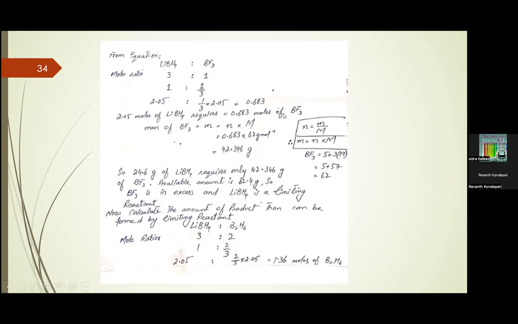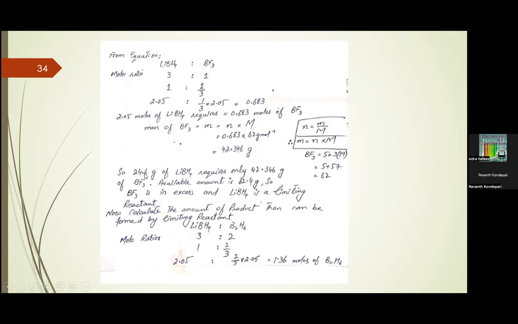Now from this moles of BF3 you will calculate the mass by multiplying the moles of BF3 by its molar mass. This is the formula for how we calculate the mass from the given number of moles. How do you calculate the molar mass of BF3? Atomic mass of boron is 5, fluorine atomic mass is 19. 19 multiplied by 3 is 57, plus 5, 62. So multiply 62 with number of moles 0.683, you will get the answer 42.346 grams.